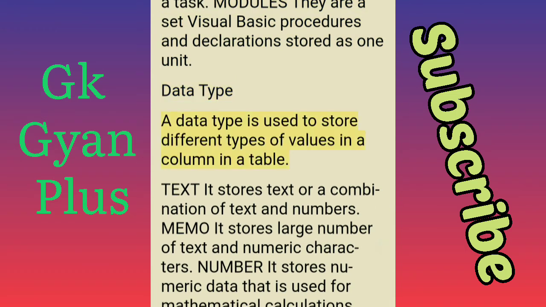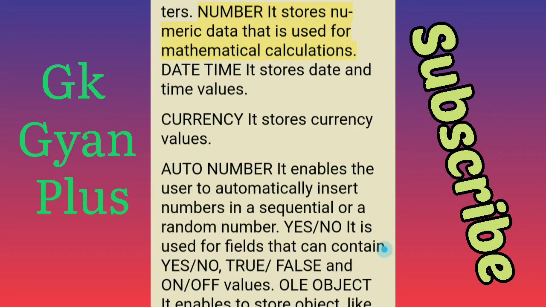Data type. A data type is used to store different types of values in a column in a table. Text: it stores text or a combination of text and numbers. Memo: it stores a large number of text and numeric characters. Number: it stores numeric data that is used for mathematical calculations. Date/Time: it stores date and time values. Currency: it stores currency values.